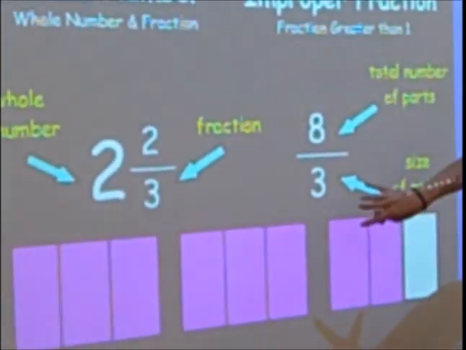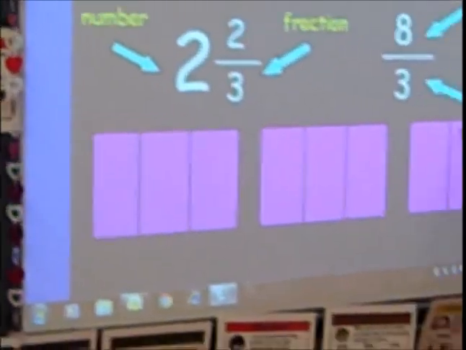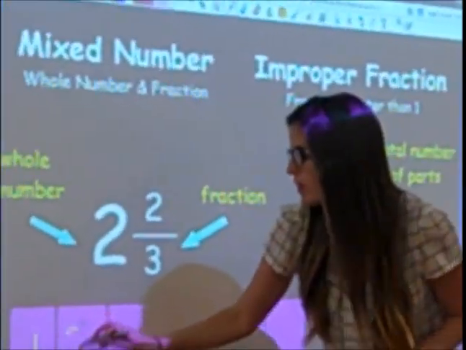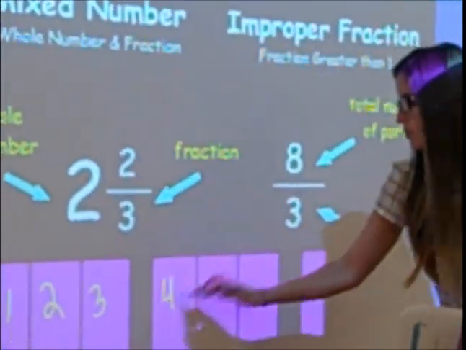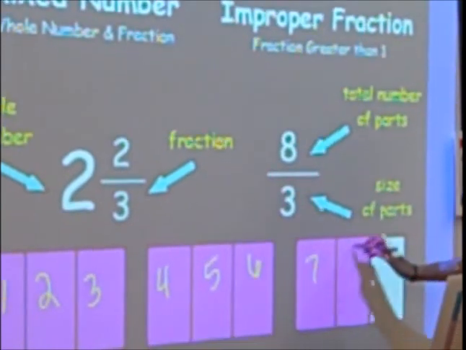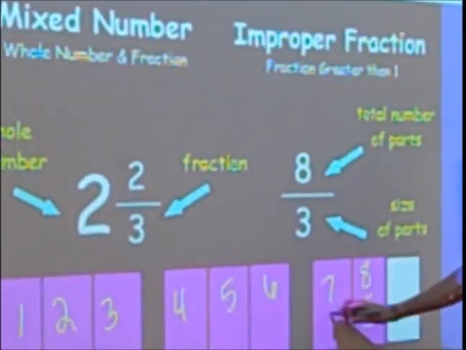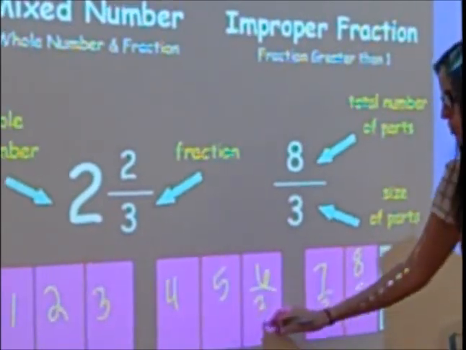So down here we have a visual of that. We have 2 wholes shaded and then 2/3 shaded. Or if you were to count them all, we would have 1, 2, 3, 4, 5, 6, 7, 8 thirds shaded, because each whole is broken into 3 parts.